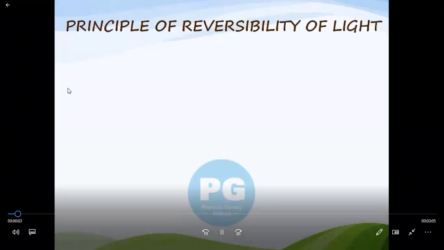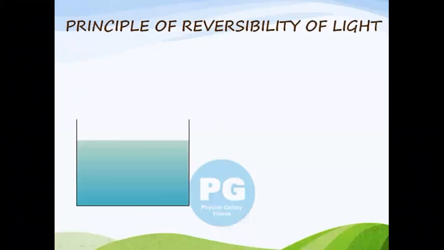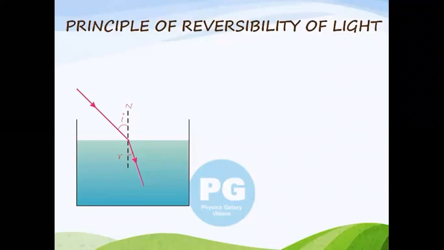Principle of reversibility of light. Consider a ray of light going from air to water. So it bends towards the normal. In this case, this can be considered as angle I, and this can be considered as angle R, because this is the normal at the point of incidence. Now, when a plane mirror is put inside water in such a manner that this light ray is incident normally on it, then what happens? It will retrace its path.